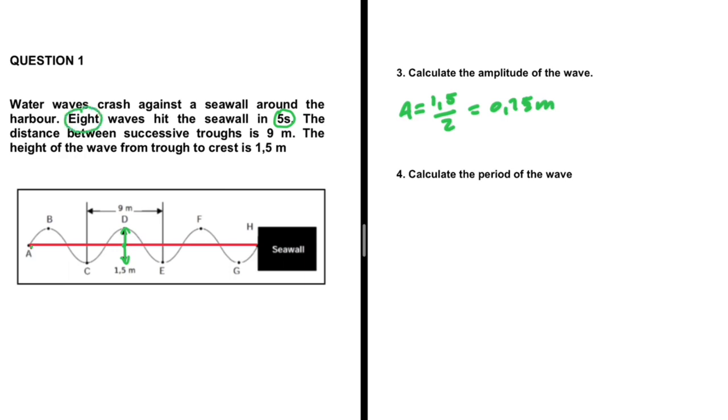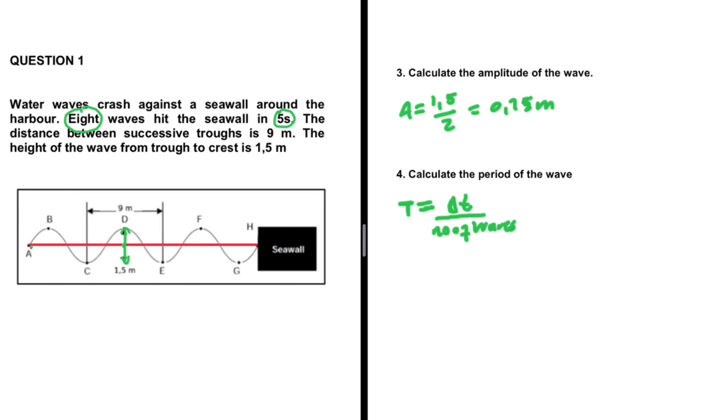That is actually all the information we need to calculate the period, because we don't have the frequency in this situation. So we cannot use frequency to calculate the period. But we can say that the period T is equal to the change in time divided by the number of waves. If we use this formula, we're going to get the period.